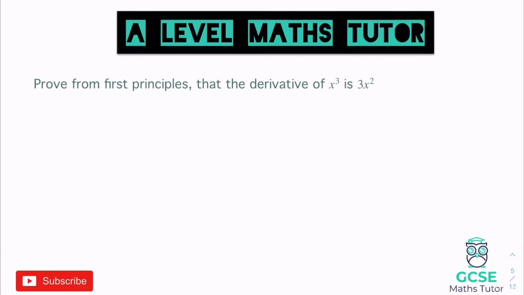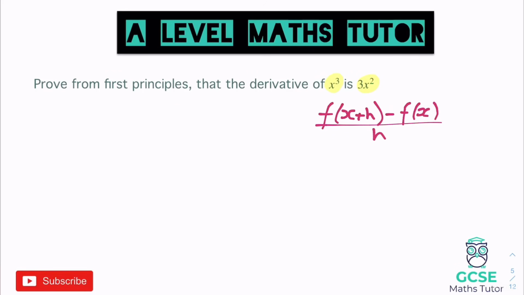So the function of x in this case is x cubed, and we're trying to show that it is going to equal 3x squared when we find the derivative of it. So let's just again write down our formula. We have f of x plus h, take away f of x, and it's all over h.